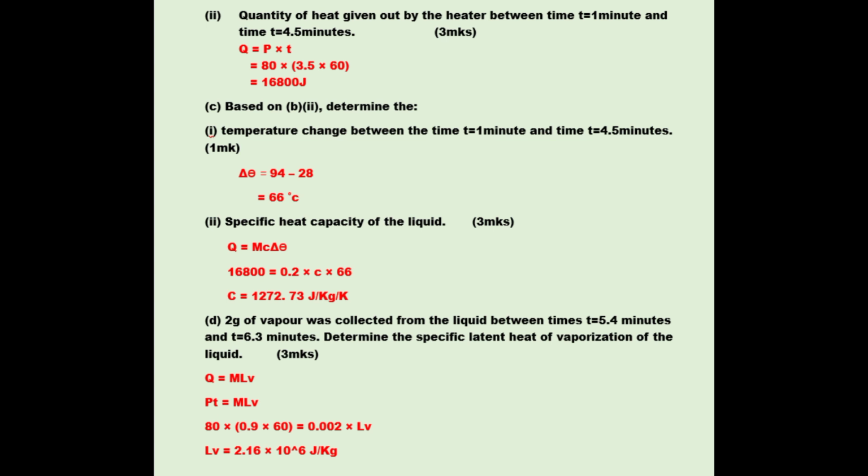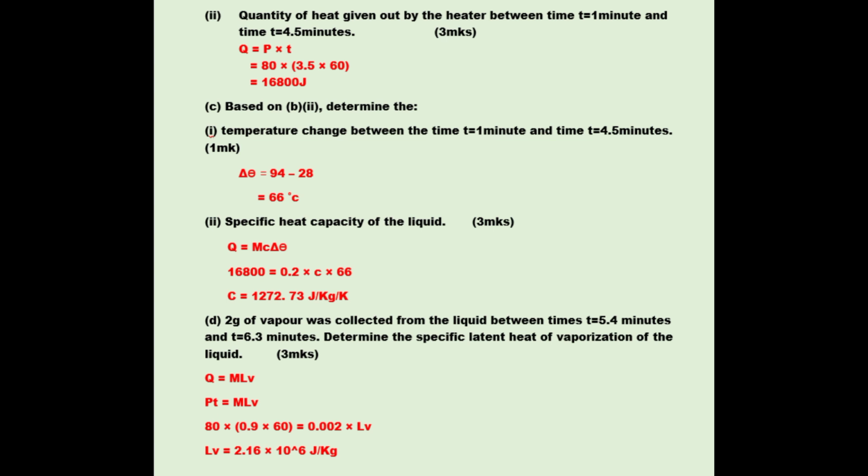So we go to number D. 2 grams of vapor was collected from the liquid between T 5.4 minutes and T 6.3 minutes. That means we have vaporization now, the boiling point. We have the boiling or the vaporization from 5.4 minutes to 6.3 minutes. Determine the specific latent heat of vaporization of the liquid. The 5.4 is at the boiling point, and also 6.3. They are all at the boiling point.